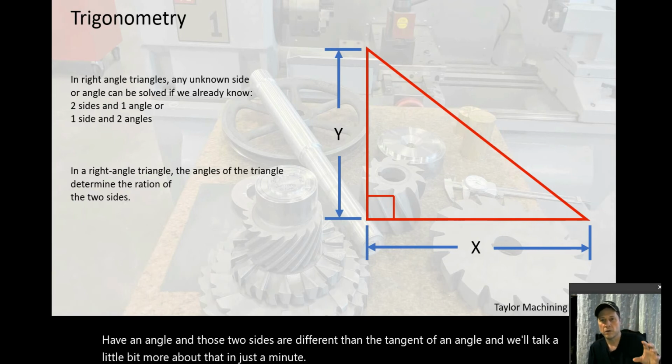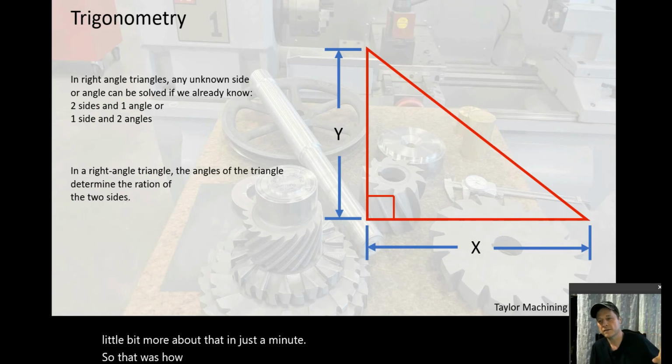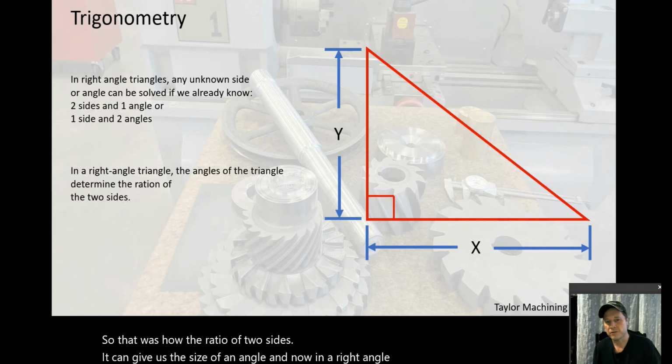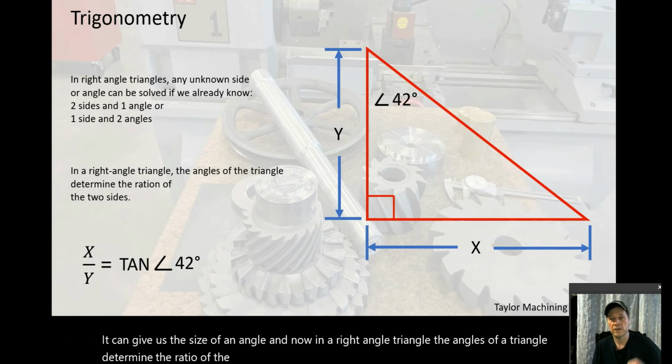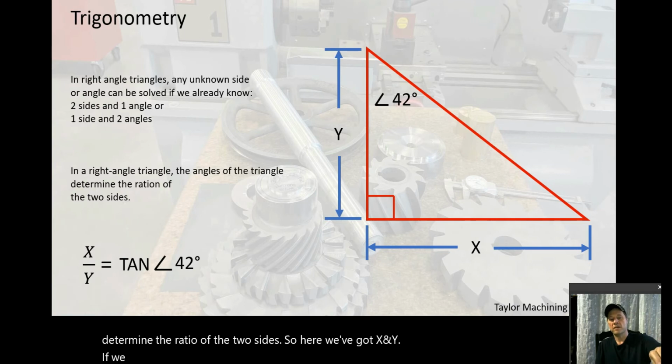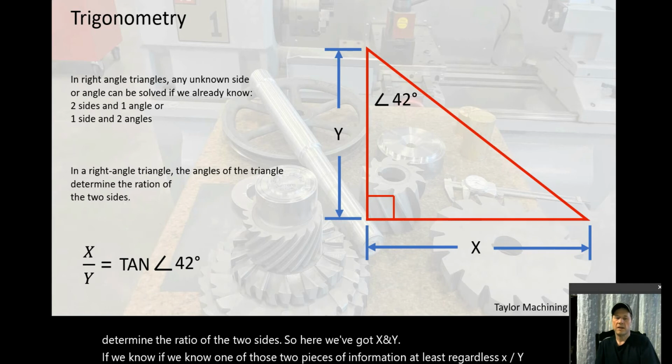So that was how the ratio of two sides can give us the size of an angle. And now in a right angle triangle, the angles of a triangle determine the ratio of the two sides. So here we've got x and y. If we know one of those two pieces of information at least, regardless, x divided by y equals the tangent of 42 degrees.